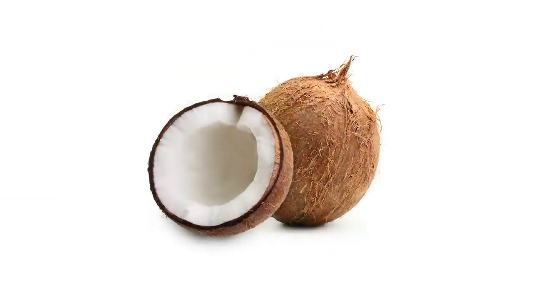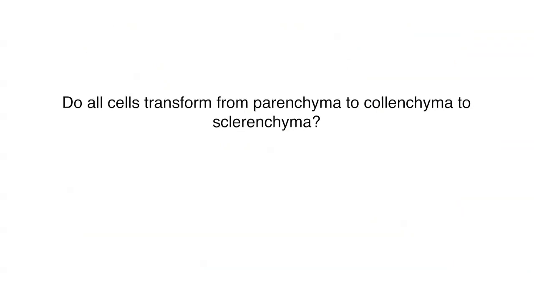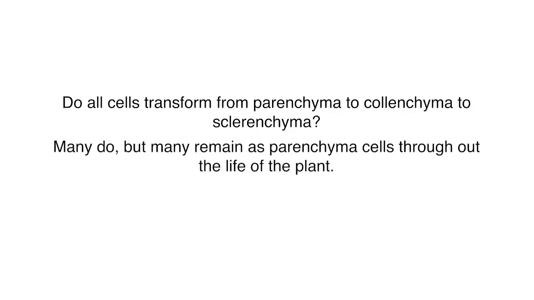Gradually, the cell walls grew thick. The cells could not divide anymore. The nucleus lost its use and the cells died. Do all cells transform from parenchyma to collenchyma to sclerenchyma? Many do, but many remain as parenchyma cells throughout the life of the plant.